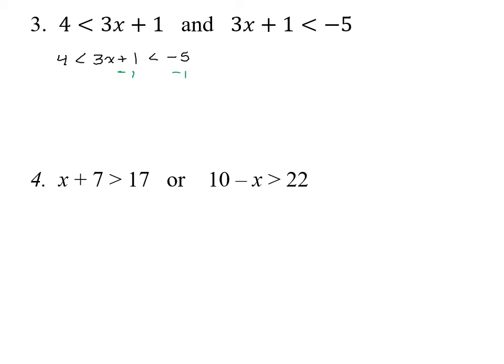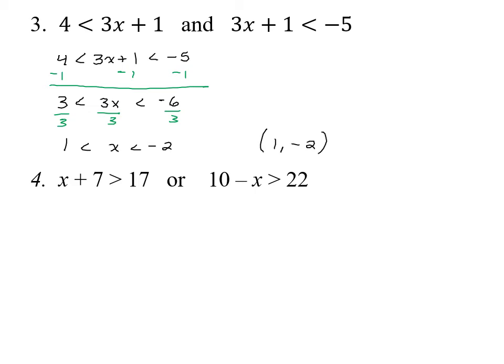If you subtract the 1 from both sides to try to get the x by itself, you'll get that 3 is less than 3x, which is less than negative 6. Then I would divide everything by 3 and get that 1 is less than x, which is less than negative 2. So I would go from 1 to negative 2, right? But you can't do that. This is not possible because you're always going from a lower number to a higher number. Negative 2 is a lower number than 1. So you can't do that.